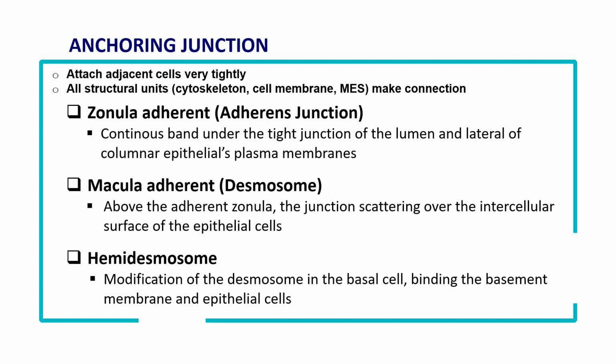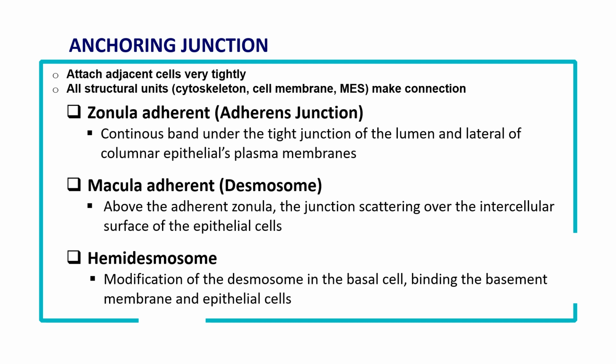The second junction is the anchoring junction. Anchoring junctions attach adjacent cells very tightly. All structural units make a connection between two adjacent cells, like the cytoskeleton, cell membrane, and extracellular matrix. There are three types of anchoring junction: zonula adherens, or we can call it the adherens junction, macula adherens, or we call it the desmosome, and hemidesmosome.